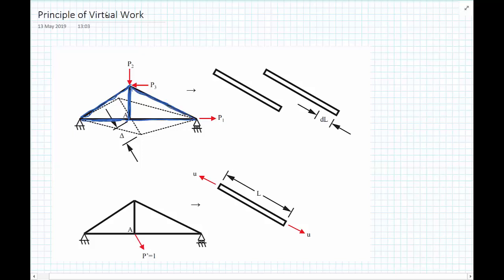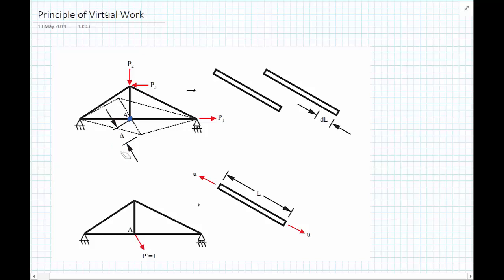is subjected to some real loads. I've called them P1, P2, and P3. As a result of applying these real loads, P1, P2, and P3, joint A in the structure has deflected by an amount delta, in the direction shown. It could have horizontal and vertical components, but I've shown it in an arbitrary direction.